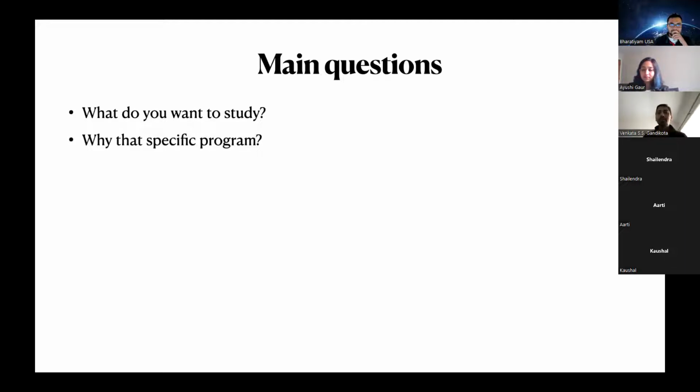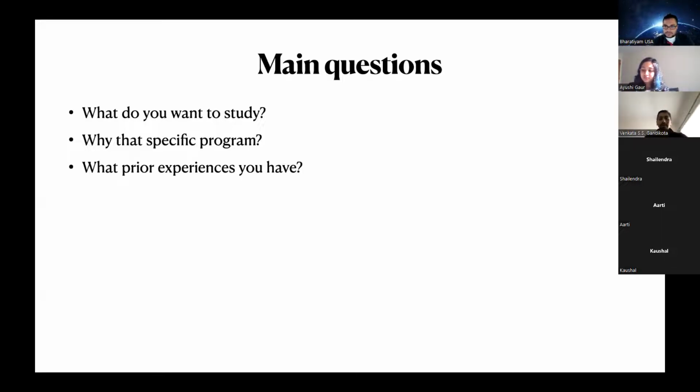And this should be backed by a very strong motivation. Why that specific program? Why do you want to study a master's in computer science, or why do you want to go through a master's in cybersecurity? So why that specific program? This motivation is one of the most important aspects of an SOP. Okay, so this will be the beginning of your SOP, trying to motivate where you're coming from, what kind of motivations or interests you have, and what led you to applying to that specific program.